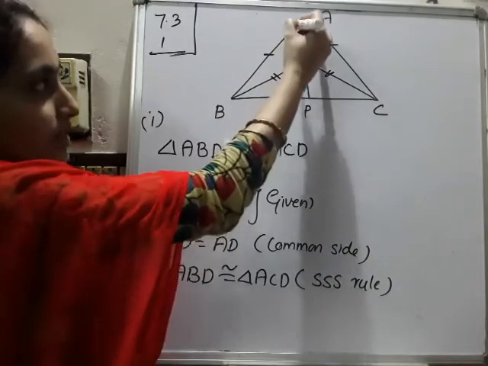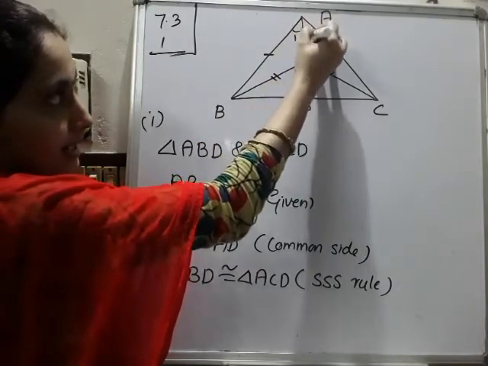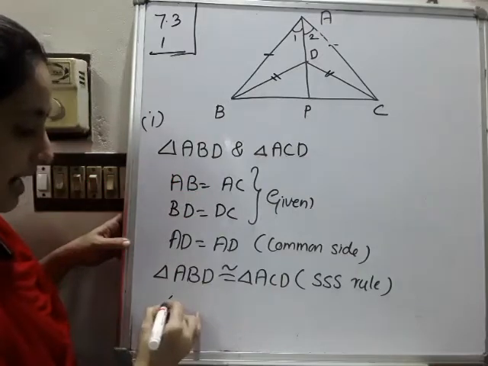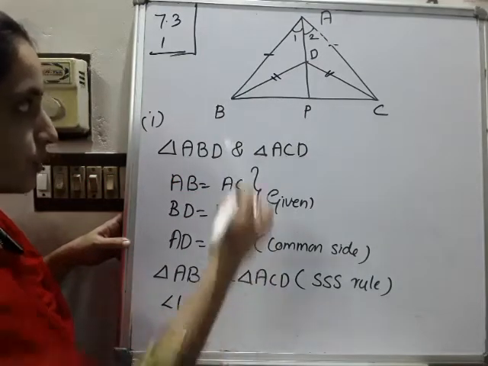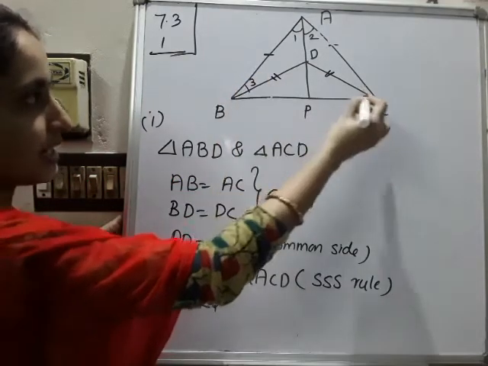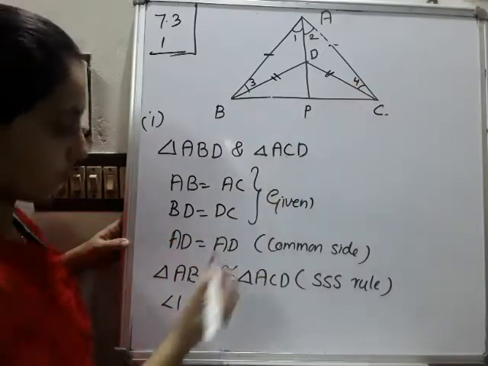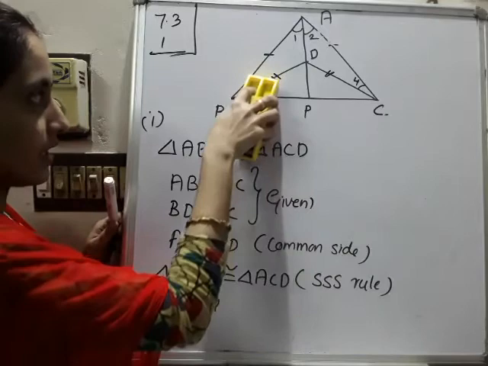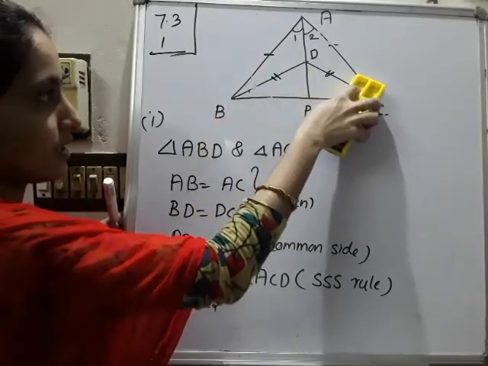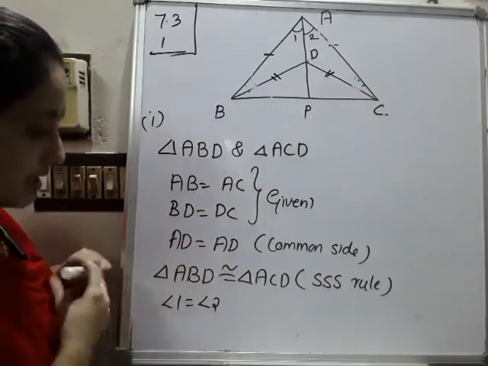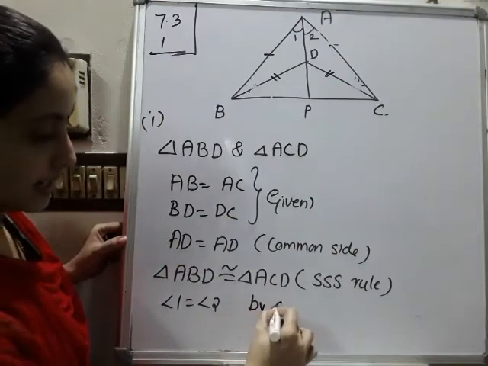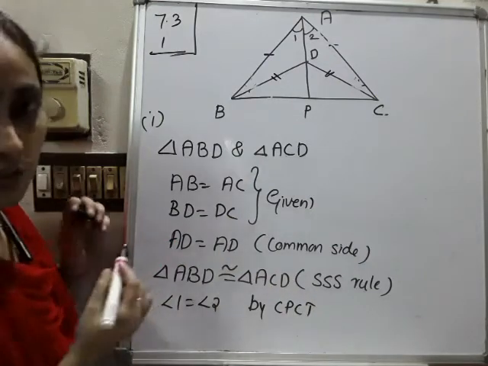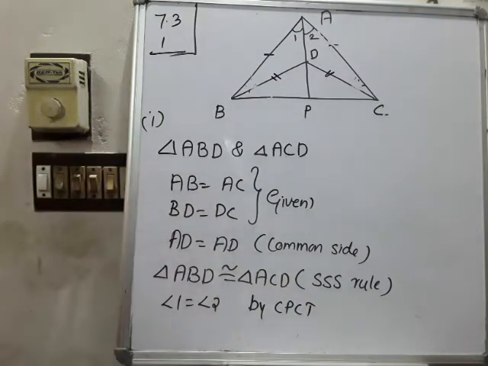And also from that, we can mark this as angle 1 and this as angle 2. We can write angle 1 is equal to angle 2, and I will mark this as angle 3 and this as angle 4. No need for that now. Angle 1 is equal to angle 2, that's enough, that's all we need. Yes, please write this down by CPCT.